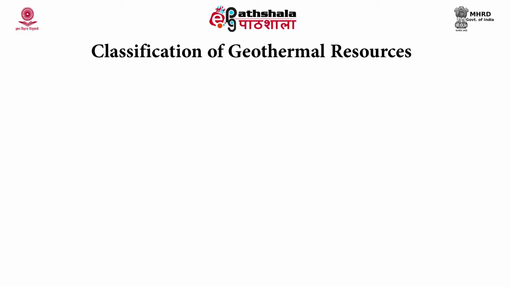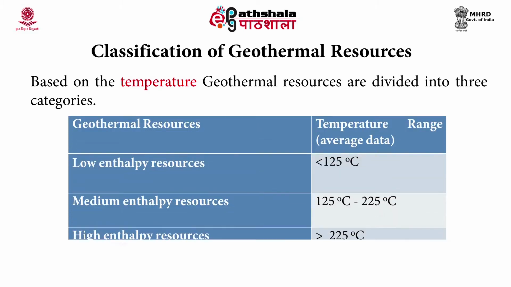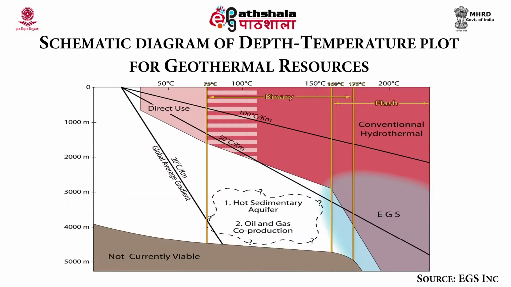Let's see the classification of geothermal resources. Based on the temperature, normally it is known by enthalpy. The geothermal resources are divided into three categories: low enthalpy resources, medium enthalpy resources and high enthalpy resources. Low enthalpy resources have a temperature below 125 degrees centigrade. Medium has a temperature of 125 to 225 degrees Celsius. And the high enthalpy resources are those with temperature greater than 225 degrees centigrade. In this schematic diagram, you can see the depth temperature plot for geothermal resources.